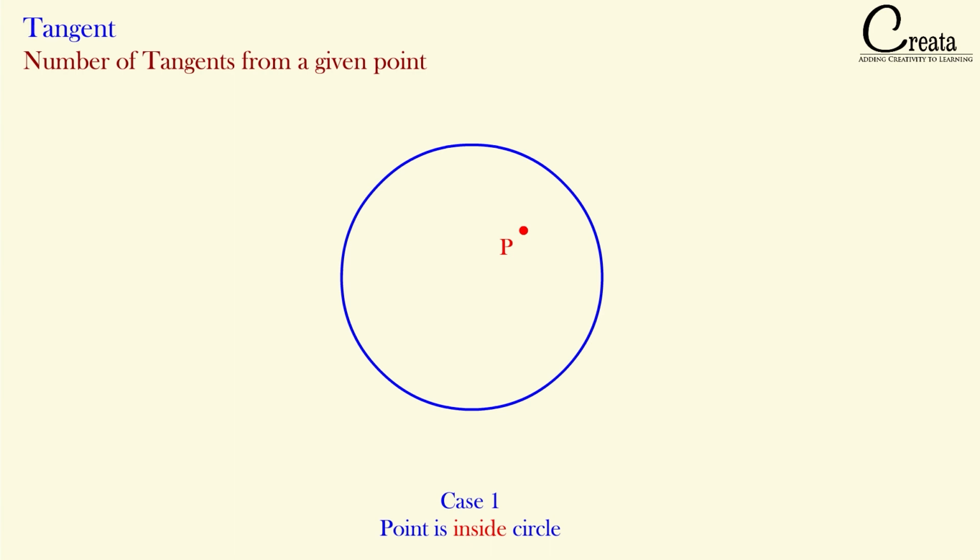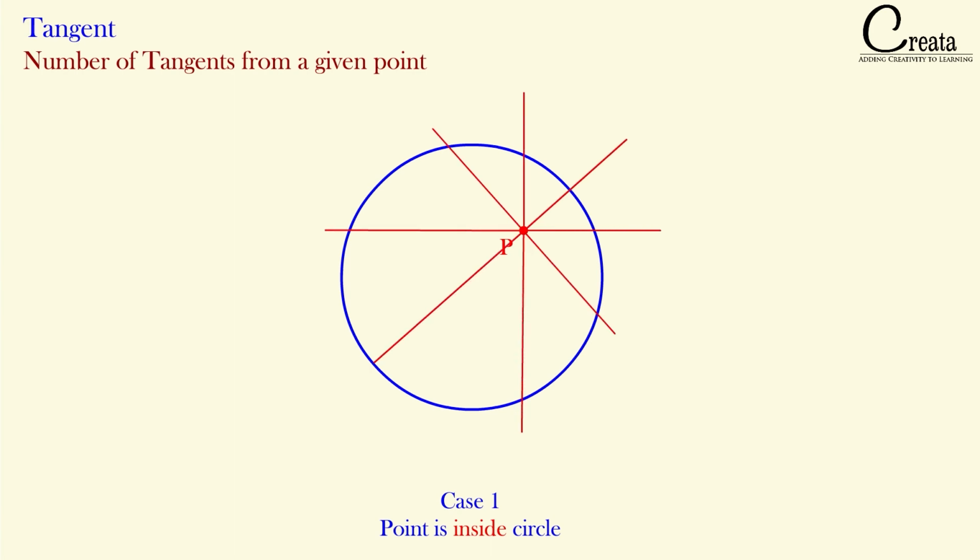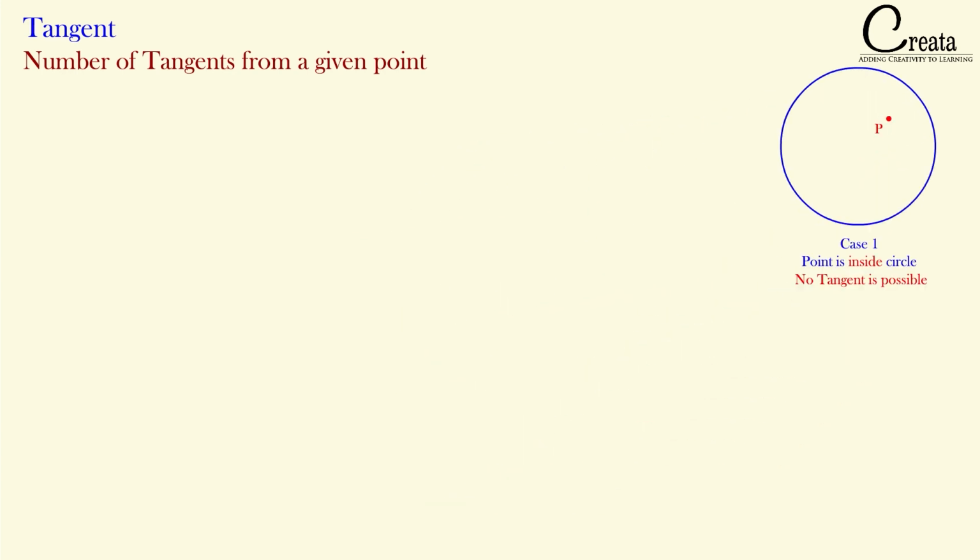Tangent is a line segment which touches the circle at only one point. Here point P is inside the circle. Whatever line segment you draw from the point P, all will intersect the circle at 2 points. So all these line segments are the secant. None of the line segments is the tangent. So we can conclude that from a point inside the circle, no tangent can be formed. Got it? Let's move to the second case.